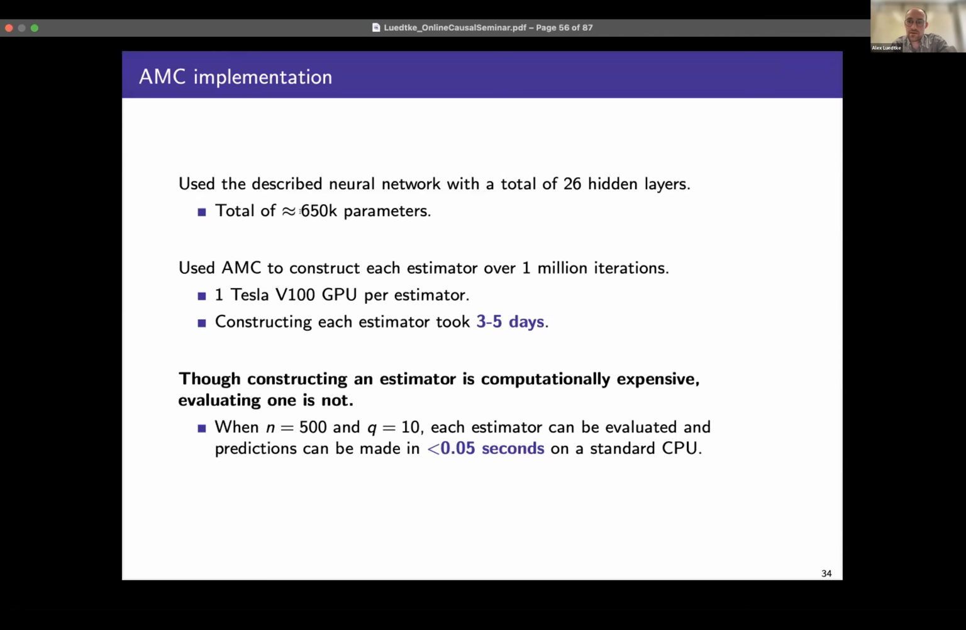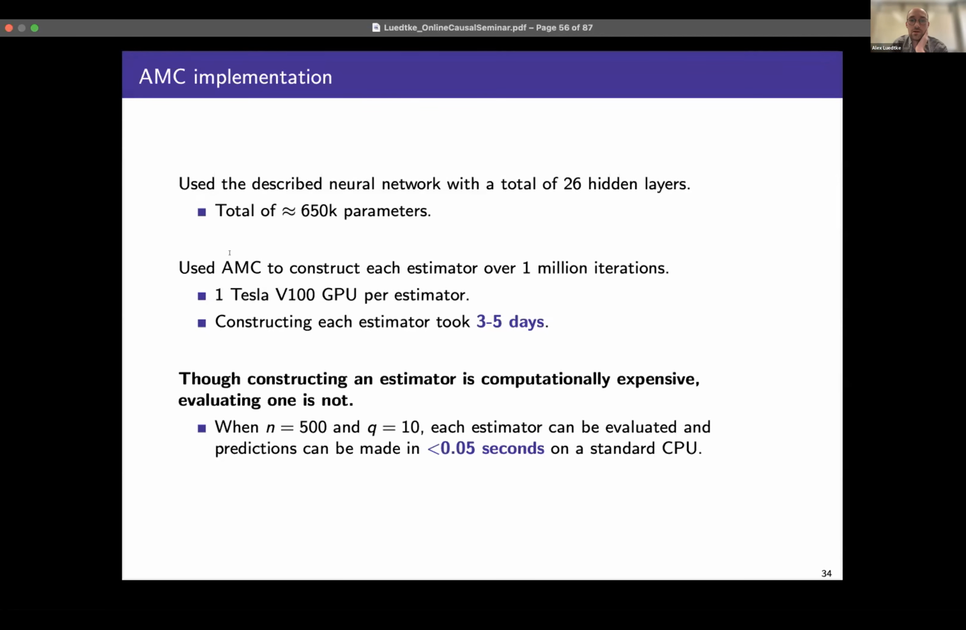This honestly isn't that many relative to most modern neural nets. If you look at the far extreme, these large language models that are in the news so often these days, some of those have up to 1 million times more parameters than we have here. Of course, estimation is a bit easier than mastering language, so I suppose that's not too surprising.